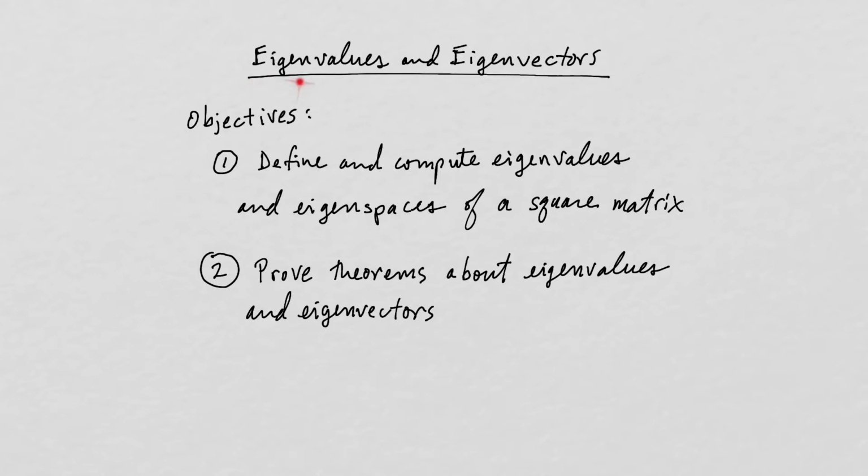This video is about eigenvalues and eigenvectors of a square matrix. We have two objectives. First, we're going to define and compute eigenvalues and eigenspaces of a square matrix. Then we will prove some theorems about eigenvalues and eigenvectors.